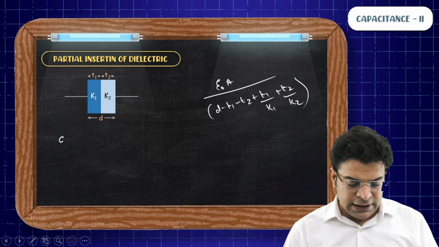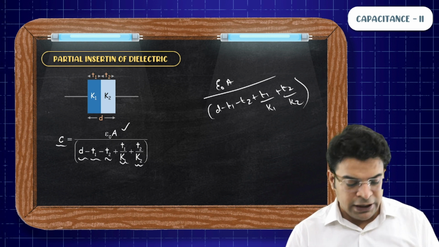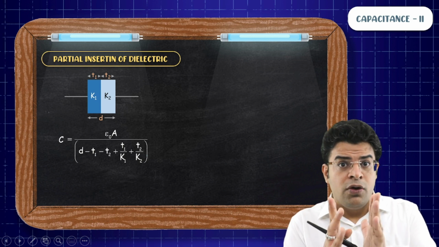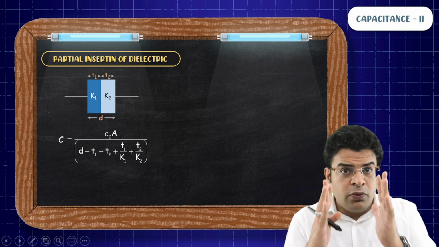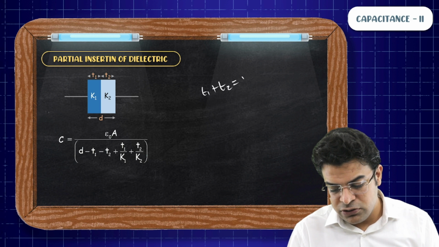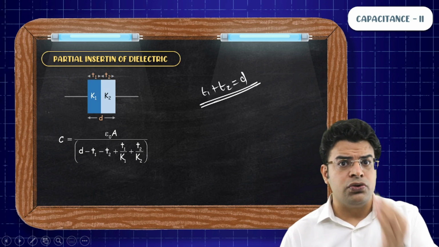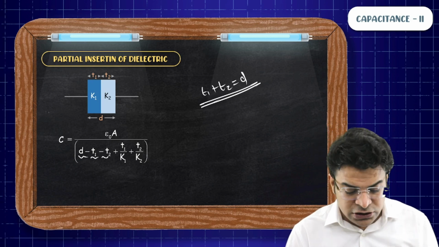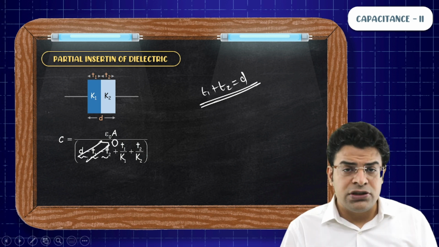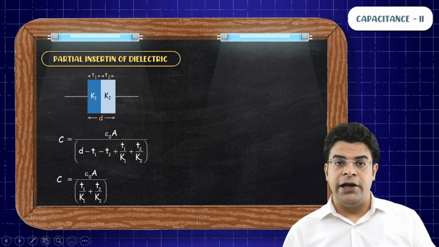So the capacitance has to be nothing but epsilon naught A upon D minus T1 minus T2 plus T1 by K1 plus T2 by K2. But since these two slabs fill up the entire space between the capacitor plates, the sum of their thickness T1 plus T2 has to be equal to D. This means that D minus T1 minus T2 will be equal to 0. So the capacitance of this system will be nothing but epsilon naught A upon T1 by K1 plus T2 by K2, right?